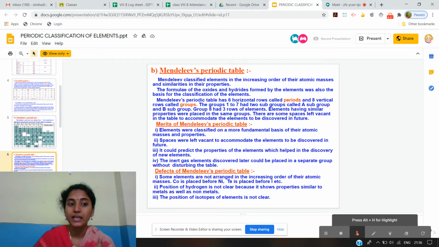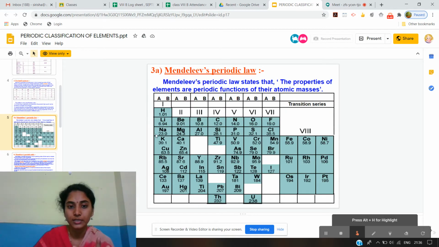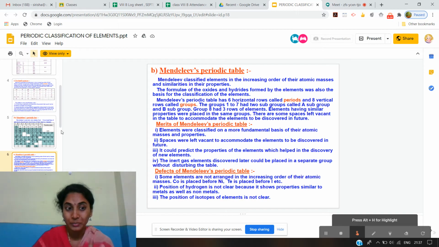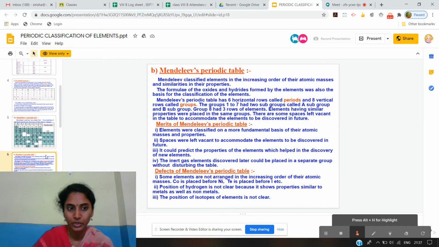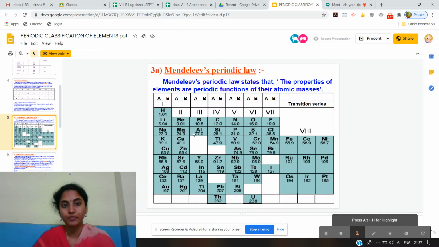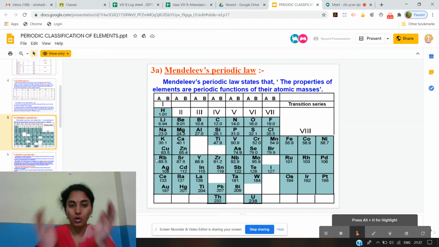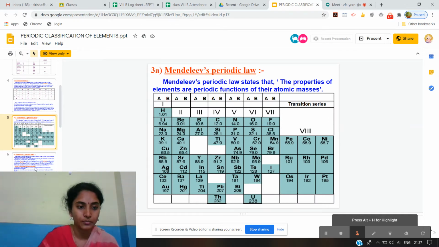Mendeleev's periodic table has six horizontal rows. See here, six horizontal rows: 1, 2, 3, 4, 5, 6. These six horizontal rows are called periods, and the eight vertical columns are called groups.